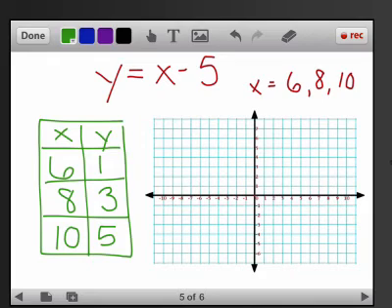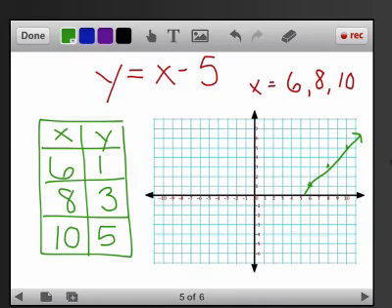X is 6, y is 1. My first dot appears right there. 8, 3. Over 8, up 3. My second dot appears right here. 10, 5. Over 10, up 5. My third dot appears right here. My last step is to connect the dots and know that that line will continue to rise.